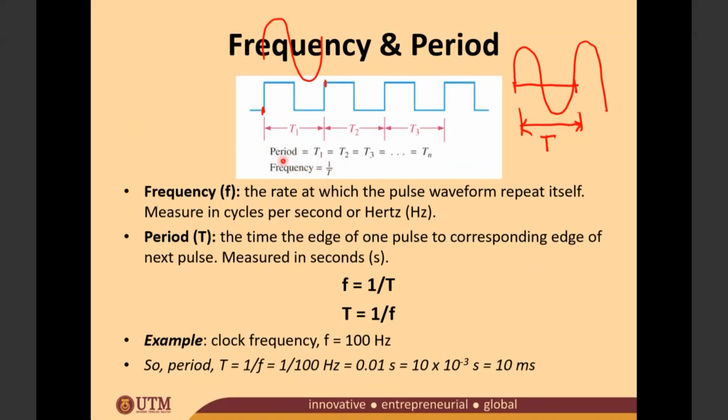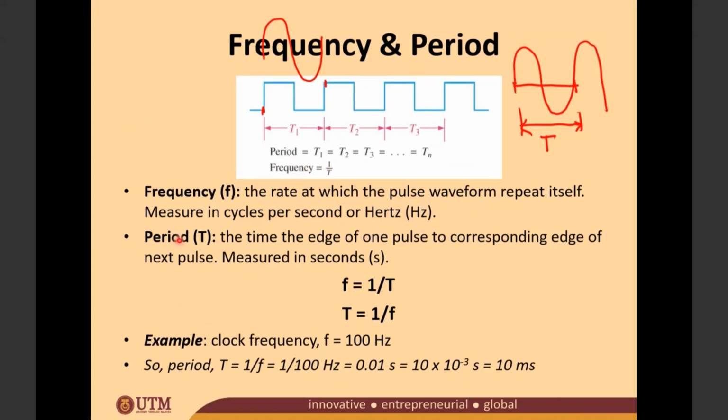Okay, so what is this frequency? Okay, so the frequency is the rate at which the pulse waveform repeats itself. Okay, berapa banyak kali the pulse waveform repeats itself in 1 second. Okay, so this rate here, this frequency is measured by cycles per second. That's why 1 over T, cycles per second. Okay, another name we call it as a hertz. Okay, so frequency adalah diukur dalam bentuk hertz.